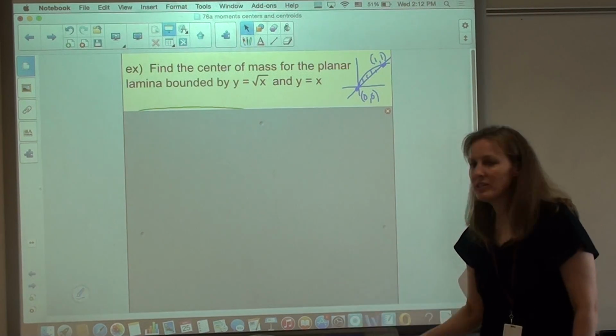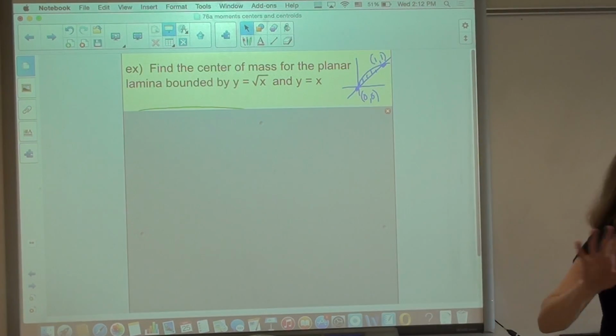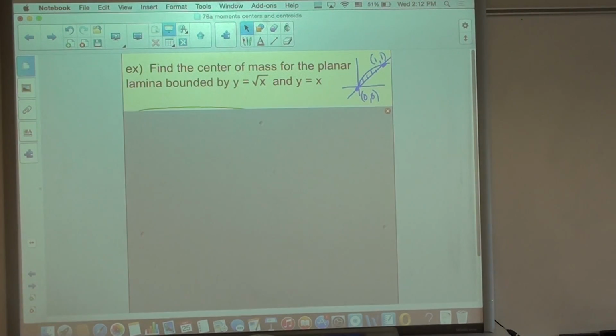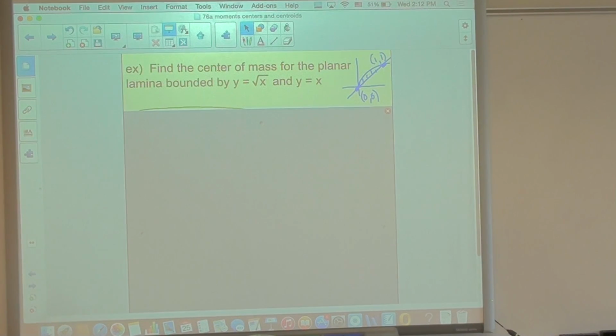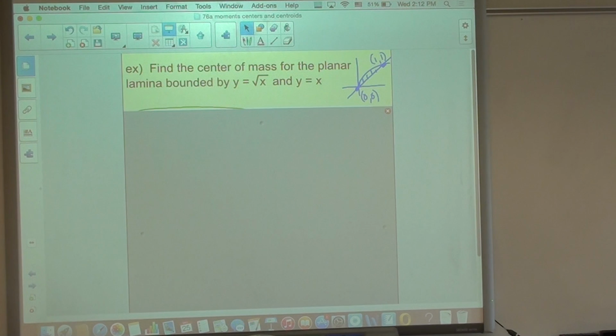Okay, so I want you to take a minute. All you have to do is set up and find the moment about the y-axis, find the moment about the x-axis, find the mass, and then find the center of mass. What does P stand for again? It's not a P, it's a rho, but either way, it stands for density. Doesn't matter. It's a Greek letter.